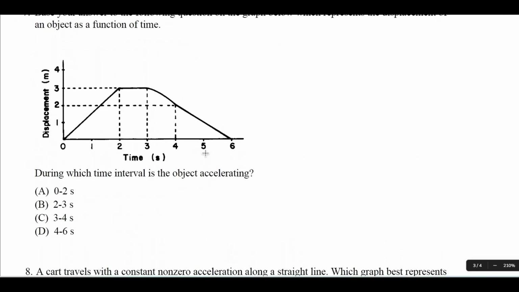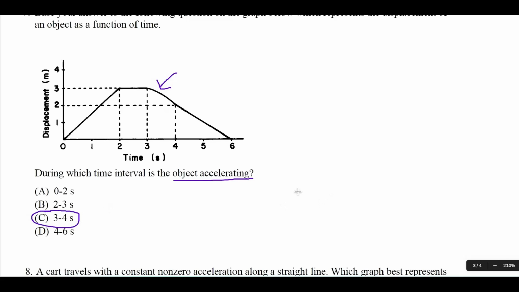All right, here's the next one. Pause the video, work it yourself, and we'll go over it in a second. All right. So again, we're looking for the interval in which the object is accelerating. Acceleration for this means that it's a curved graph. So the only section that looks like it's curved is right here, from 3 to 4 seconds.